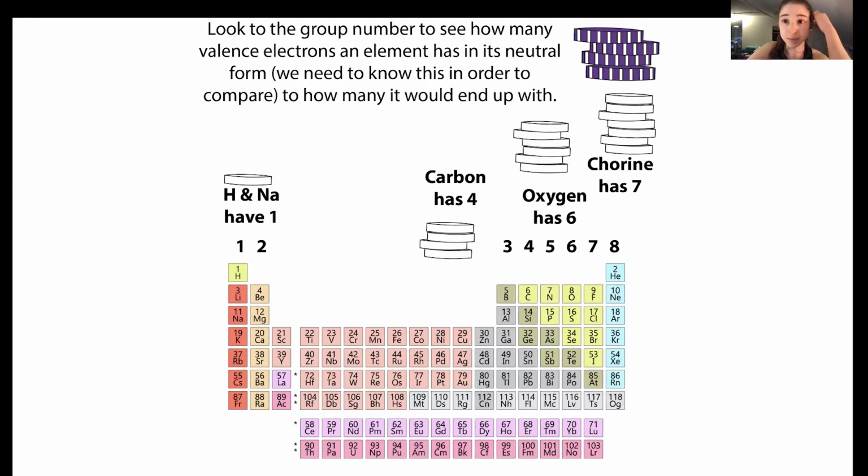What if we were to look at bigger molecules? We can think of a poker analogy where you look to the group number, the column number, ignoring the center part. The main groups tell you how many valence electrons an atom has in its neutral form. Hydrogen and sodium both have 1. Carbon has 4. Oxygen has 6, and chlorine has 7.